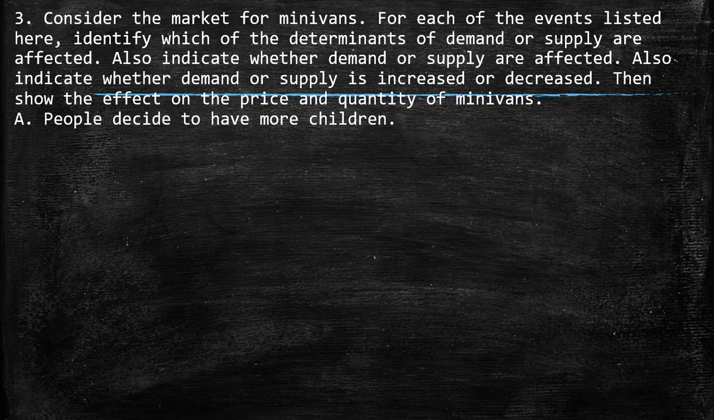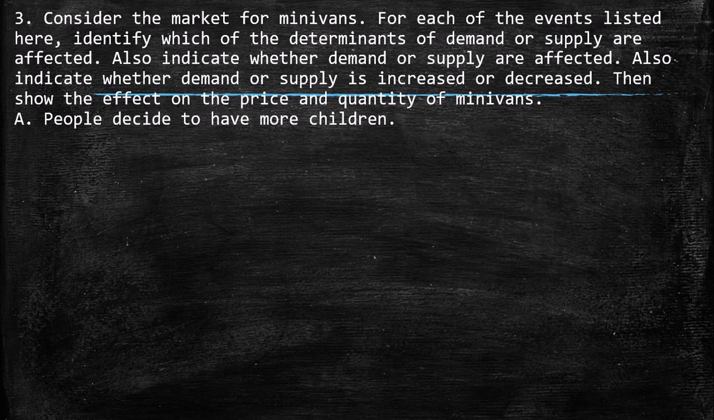So the third: consider the market for minivans. For each of the events listed here, identify which of the determinants of demand or supply are affected. Also indicate whether demand or supply is affected. Also indicate whether demand or supply is increased or decreased. Then show the effect on the price and quantity of minivans.